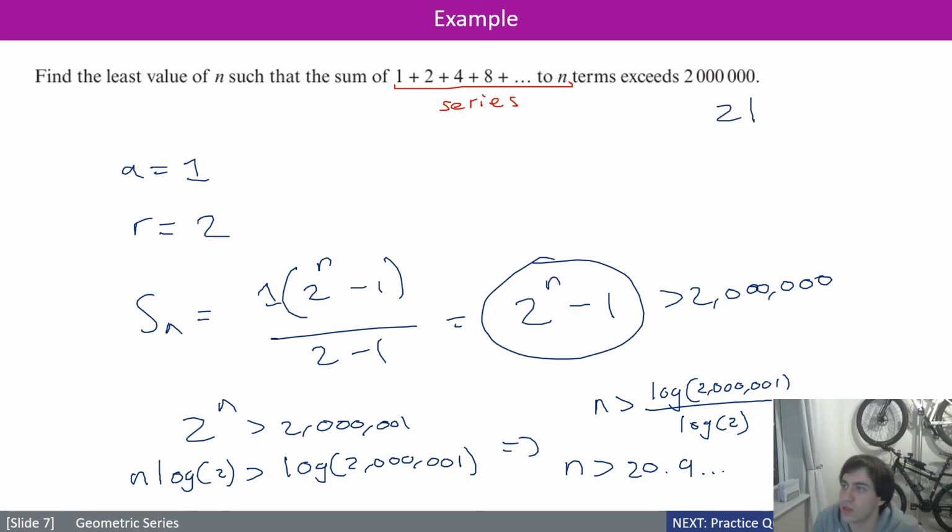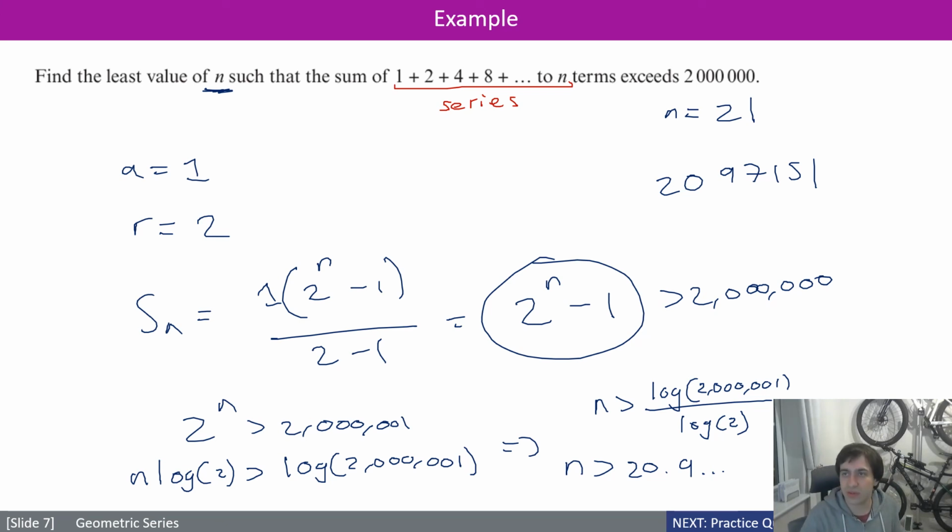So that's it, 21. If you add up the first 21 even numbers, you'll get more than 2 million at that point. And in this case, it's quite specific. What's the value of n? So we don't need to actually figure out what the number is. If we wanted to, it's actually not that hard. It would just be 2 to the 21 minus 1. If we're curious, let's try it. 2 to the 21 minus 1. It's this. So if you add up 21 even numbers, you'll get that.